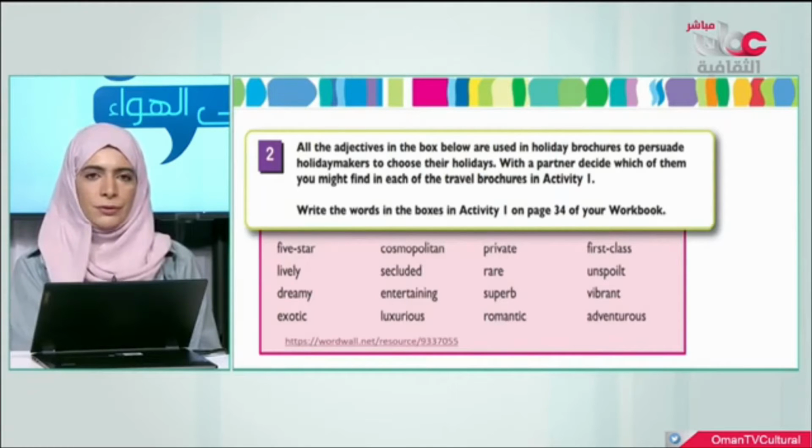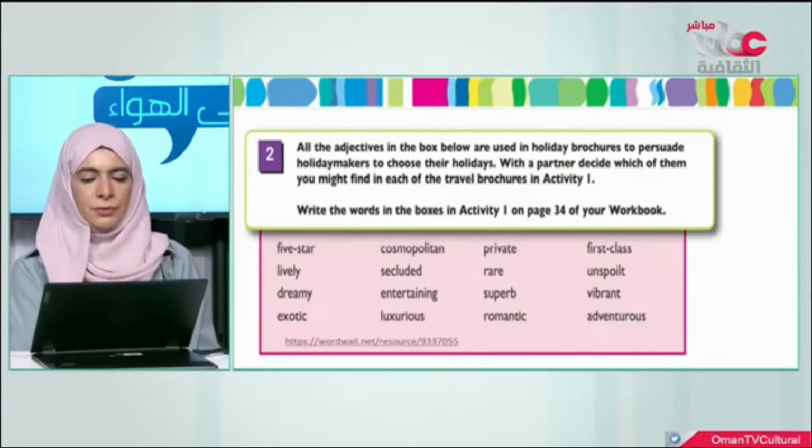They're supposed to be positive. Whenever we search about something interesting, of course, we try to find some interesting and positive features. With a partner, decide which of them you might find in each of the travel brochures in activity number 1. And write the words in the box in activity 1 on page 34 of the workbook.